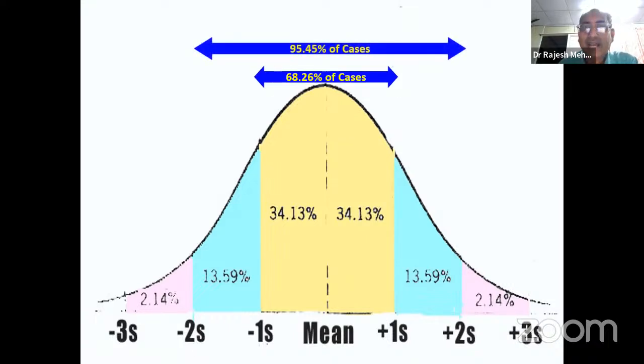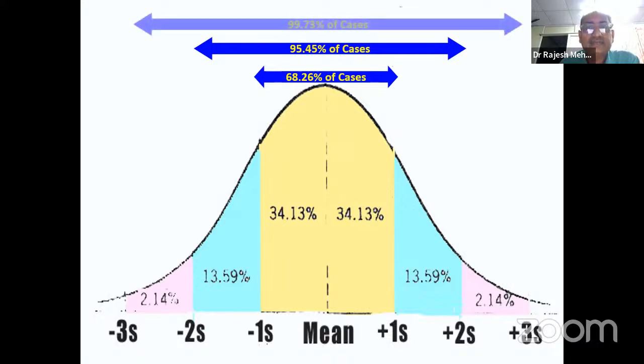This is why I say 95%. Usually it is 95.45%. To keep things simple, we consider 95% for better understanding. If you take 3 times the standard deviation, this will cover 99.73%. This is the area under the curve. Whether you are here or whether you are here, that shows the area under the curve.